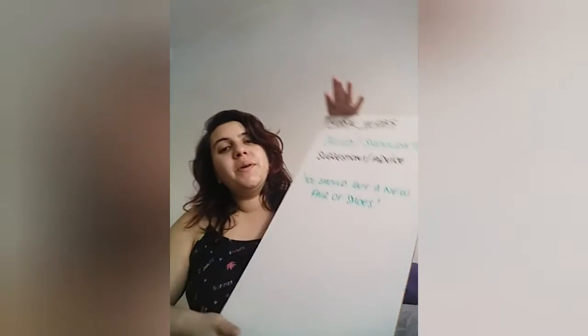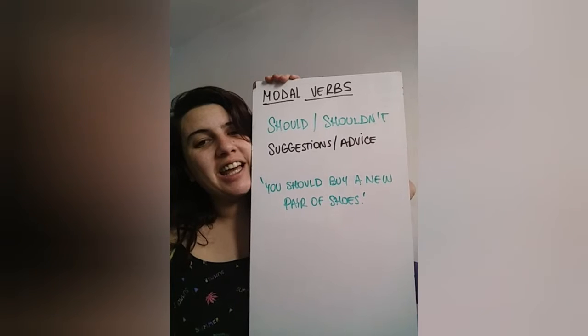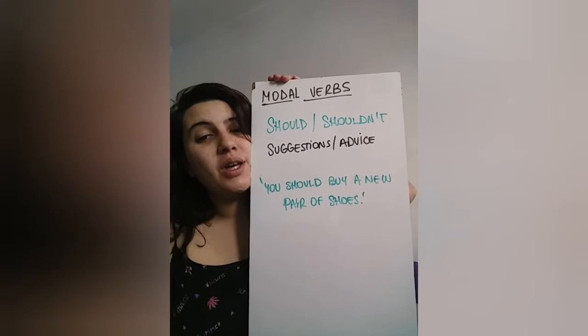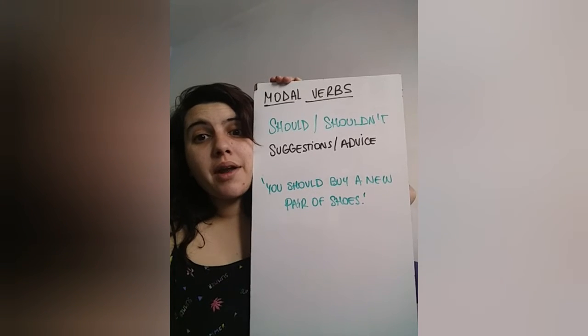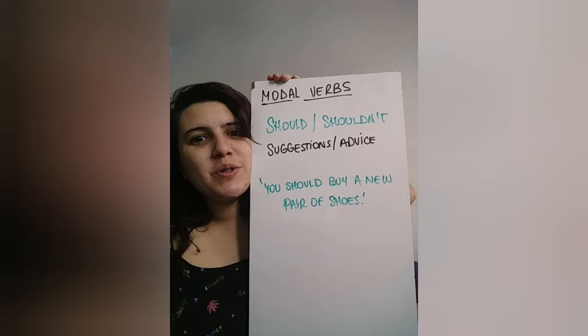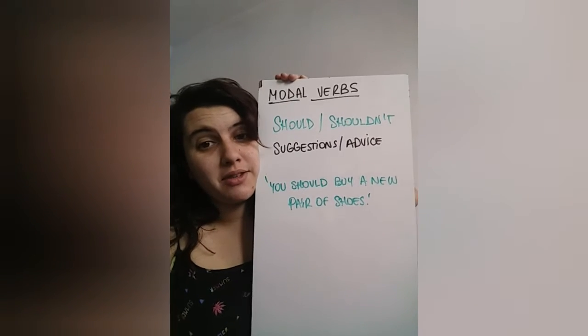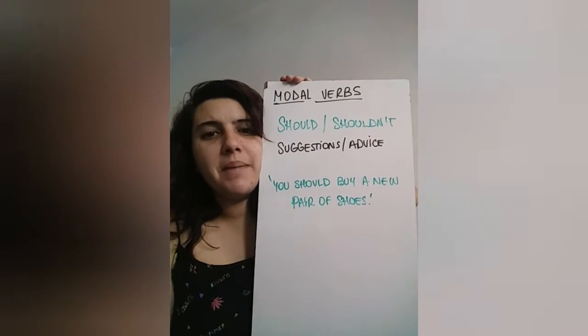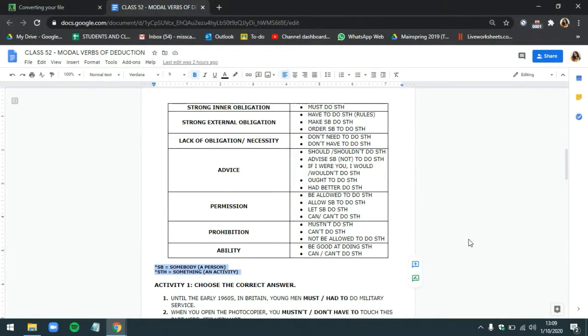And last but not least, we're going to revise should and shouldn't. Este lo recuerdan, lo hemos visto hace poco, lo hemos visto este año, ¿ok? We're going to use should and shouldn't to suggest or to give advice, ¿ok? Vamos a utilizarlo para sugerir o para dar consejo, ¿ok? So, for example, you should buy a new pair of shoes. Deberías comprarte un nuevo par de zapatos, ¿sí? Those are old. Esos están viejos, ¿ok? So, that's all the modals that you need to know to complete activities 1 and 2.